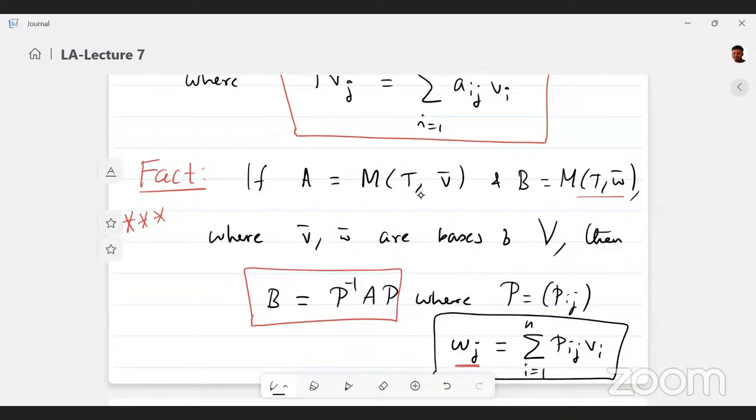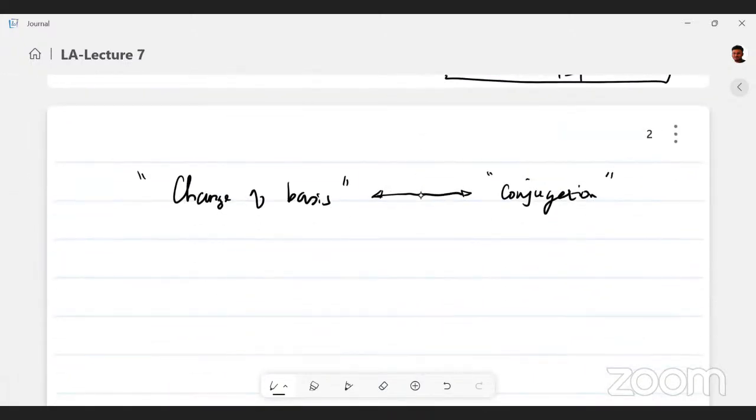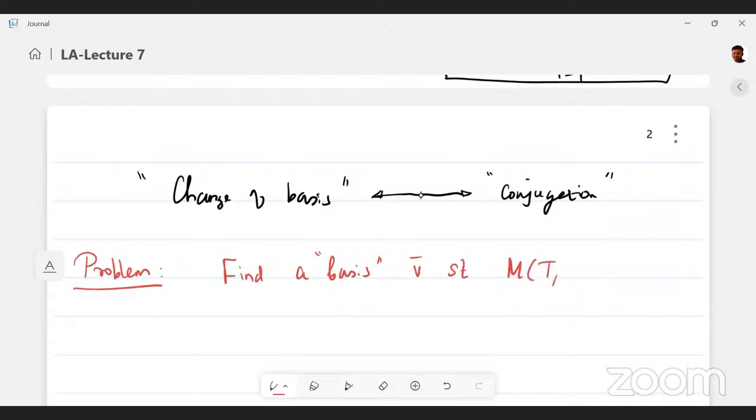So whatever problem we initially started with, which is the computation of matrices, turns out in this new language to become this problem: find a basis, and somewhat nice basis, V bar, such that when you look at the matrix of T with respect to V bar, it looks somewhat simpler. So that is our ultimate goal.